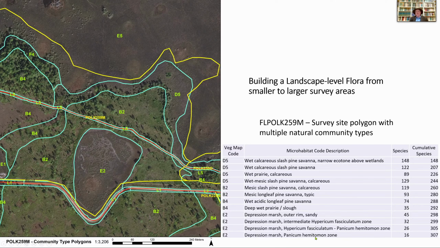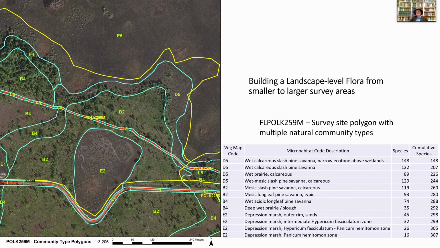Notice, by the time I get to the maiden cane center of this pond, I only have 16 species in that maiden cane center, but 2 of them are new to the site because they only occur in those deeper depression marsh zones. I'm still in this one polygon, D5 here, and 2 things were found in the process of doing that.